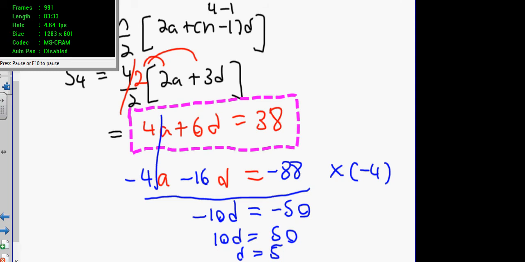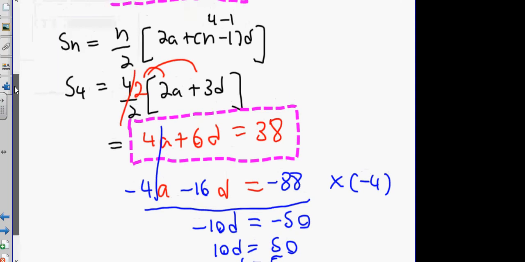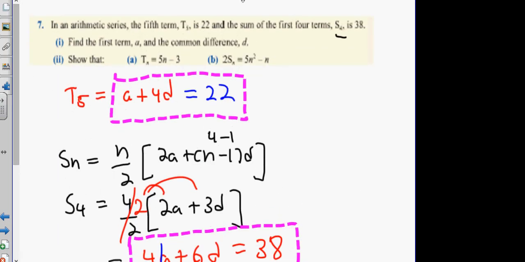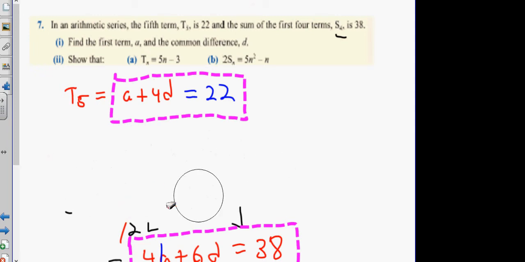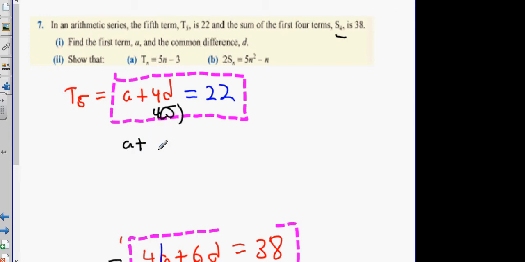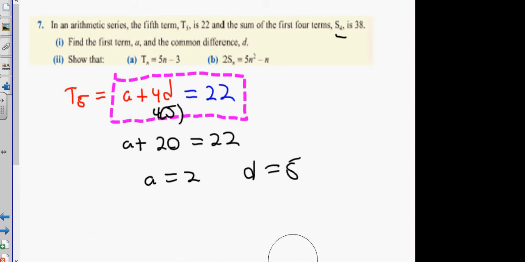Okay, guys, what we're doing now is we go back to the top. We know that the first equation we got was a plus 4d. We now know that d is the number 5. So because we know d is 5, 4d must be 4 multiplied by 5, which is 20. A plus 20 is 22, therefore a must be 2. A is 2 and d is 5.